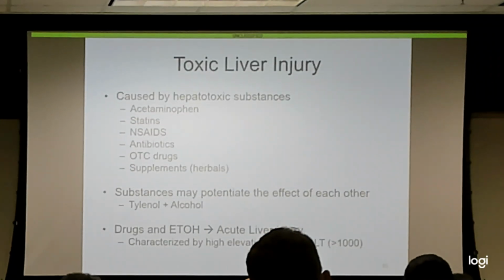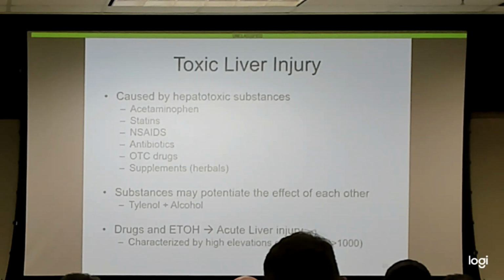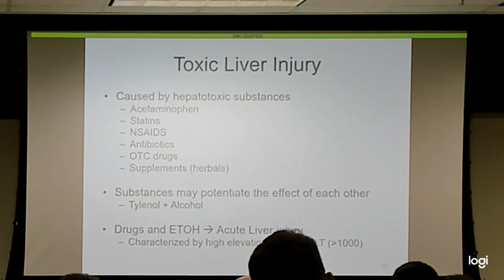All right, let's talk about toxic liver injury. I probably should have put acute liver injury and talked about that first, but we'll do that after the break. Remember that's an acute liver injury, and so I might have DILI, which is the drug related liver injury, or alcohol. It's caused by hepatotoxic substances: acetaminophen, statins, NSAIDs, antibiotics, OTC drugs, supplements, and herbals.